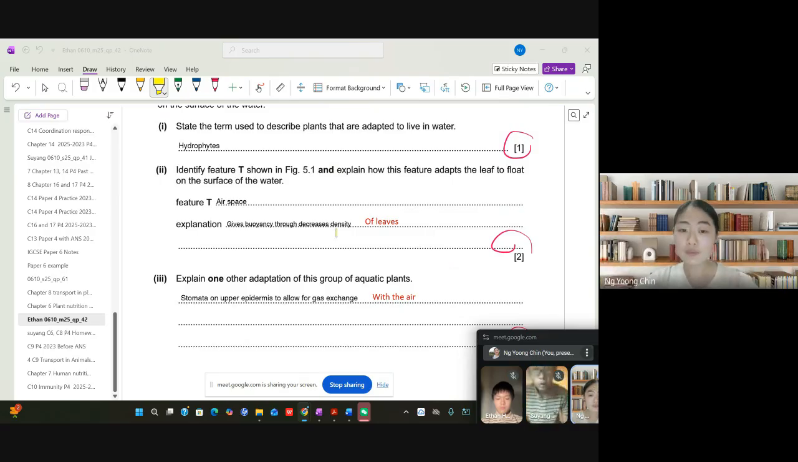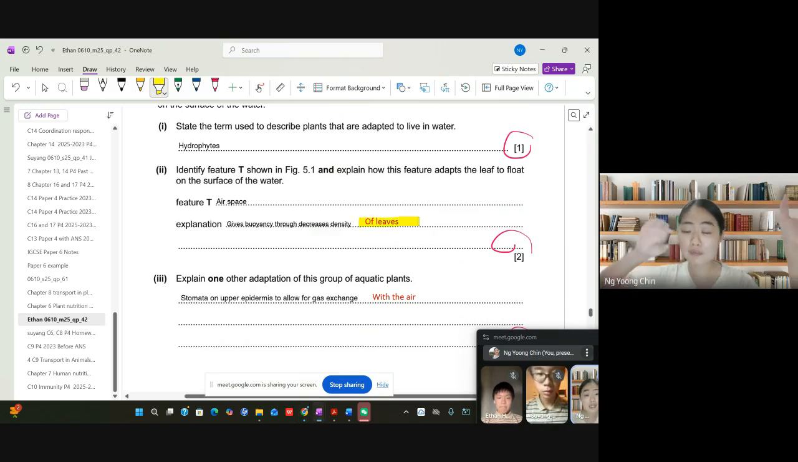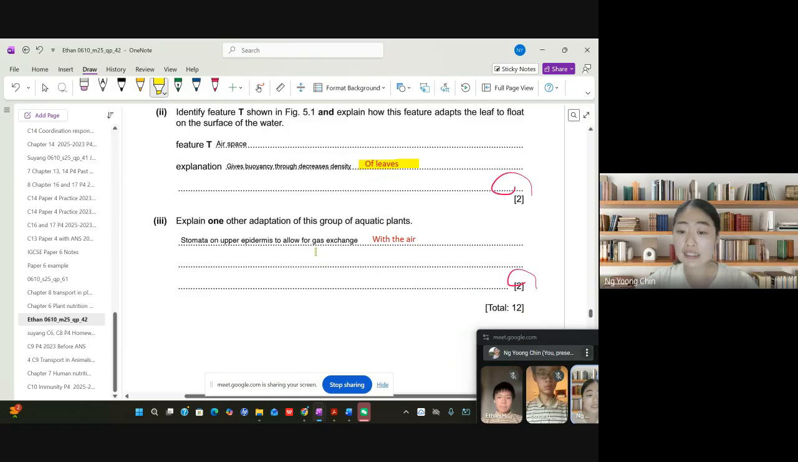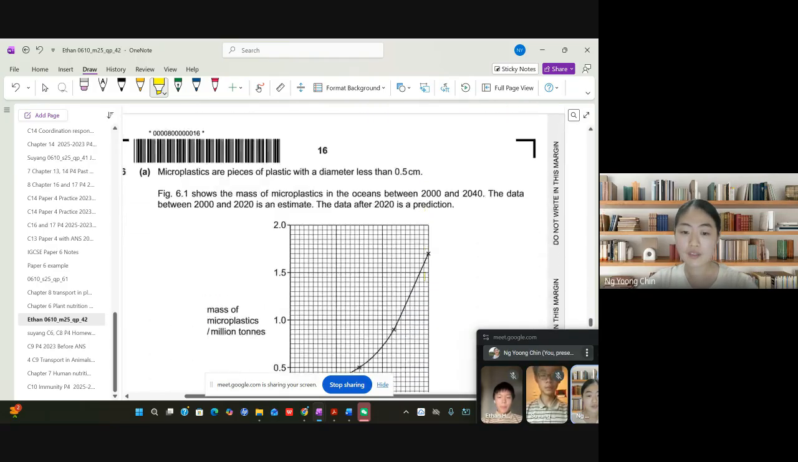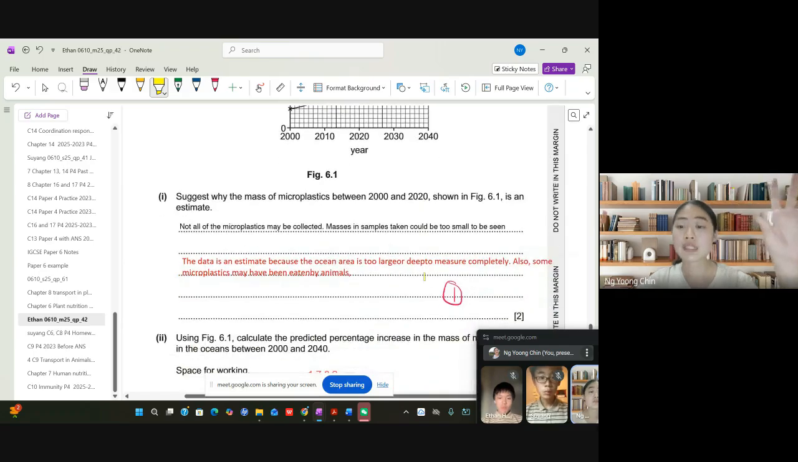So that's why you write the answer, you say that it gives buoyancy to reduce the density of what? Of a leaf. You can add one more thing for this one: gas exchange with the air. Yeah, with the air. Just be more detailed, if you have some time.